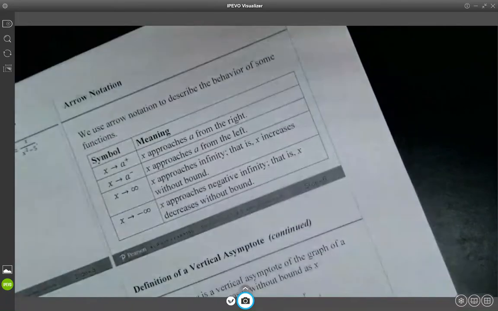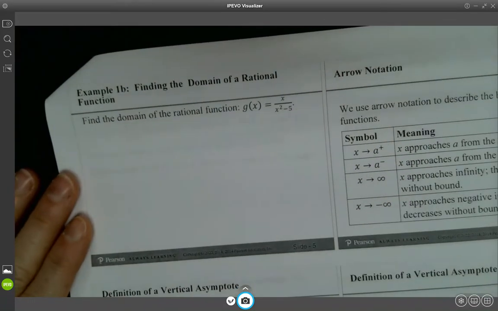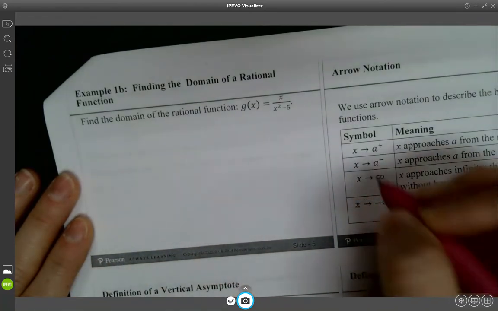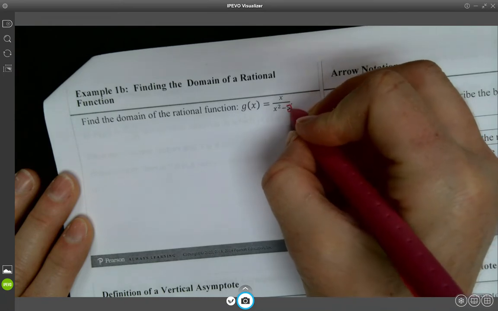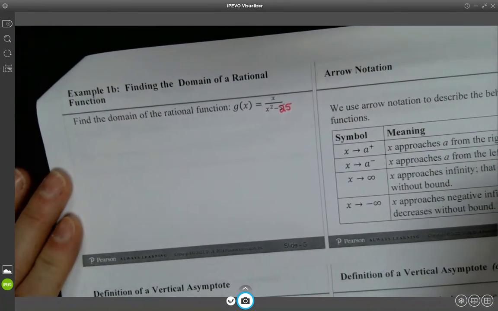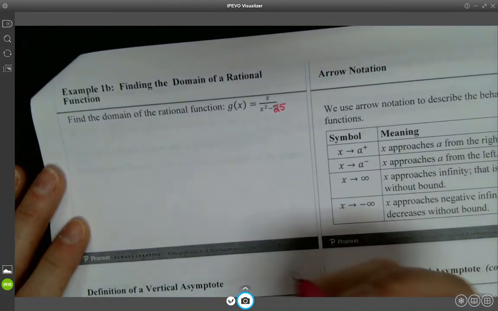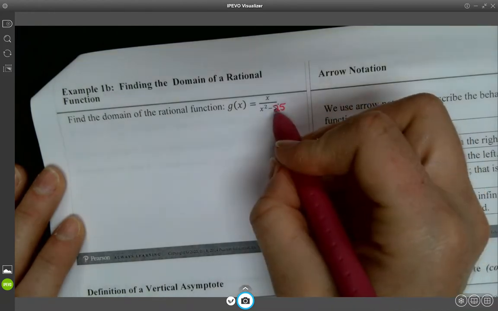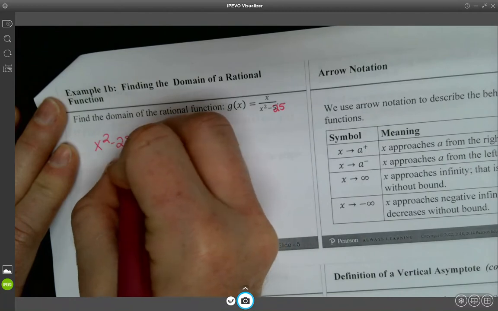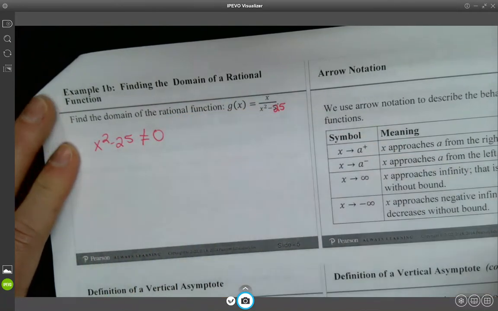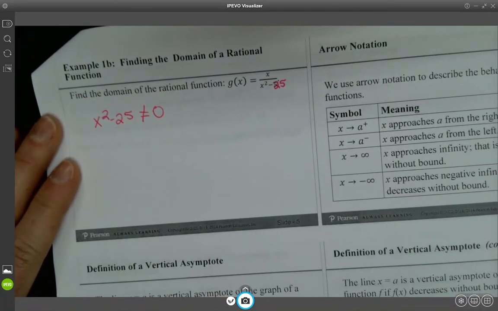So let's look at the next page, on the domain of this. So again, this was a mistake. It should have said 25. So fix that. That was a mistake that I forgot to fix. So what we have to look at is x squared minus 25. It cannot equal 0, so we're going to solve it out.